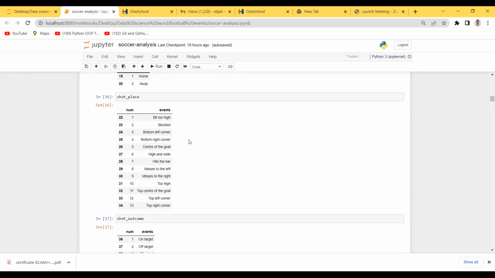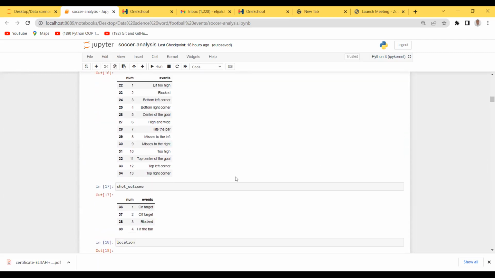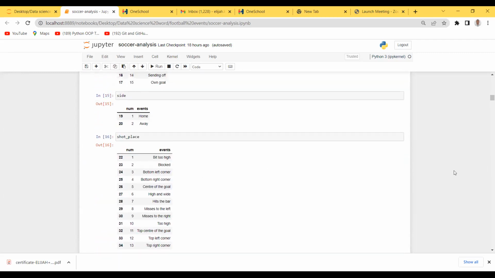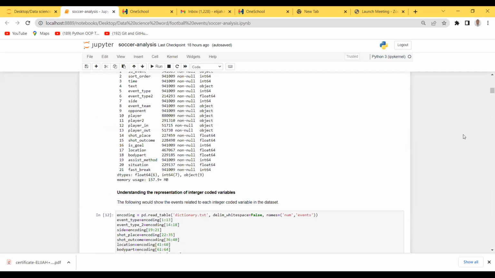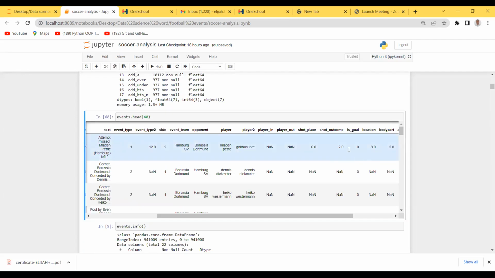At least we understand maybe it's the kind of pass that was given. Was it high? Was it low? How was it? Okay. The next one is short outcome.